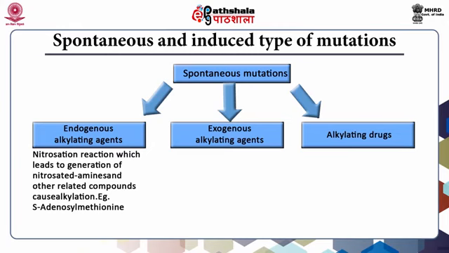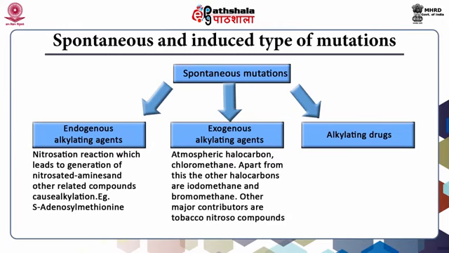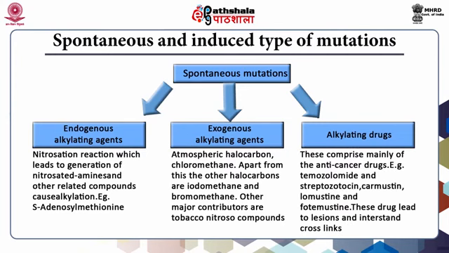S-adenosylmethionine, which can be alkylated. Exogenous alkylating agents are atmospheric hydrocarbons, chloromethanes. Apart from these, other halocarbons such as iodomethane, bromomethane, etc. can also cause exogenous alkylation. Other major contributors are tobacco and nitroso compounds. In case of the third category, the alkylating drugs, these comprise mainly anti-cancer drugs, for example, temozolomide, streptozotocin, carmustine, lomustine, and fotemustine. These drugs lead to lesions and instant cross-linking.